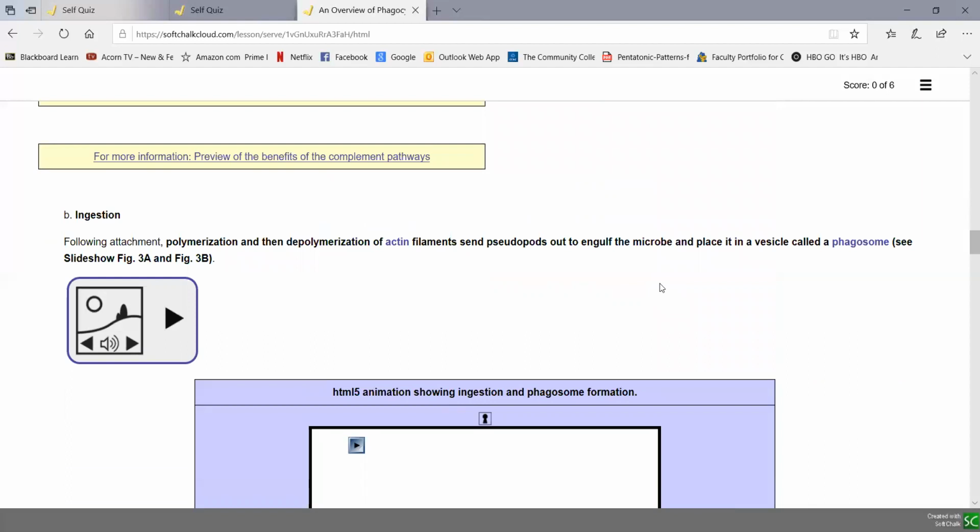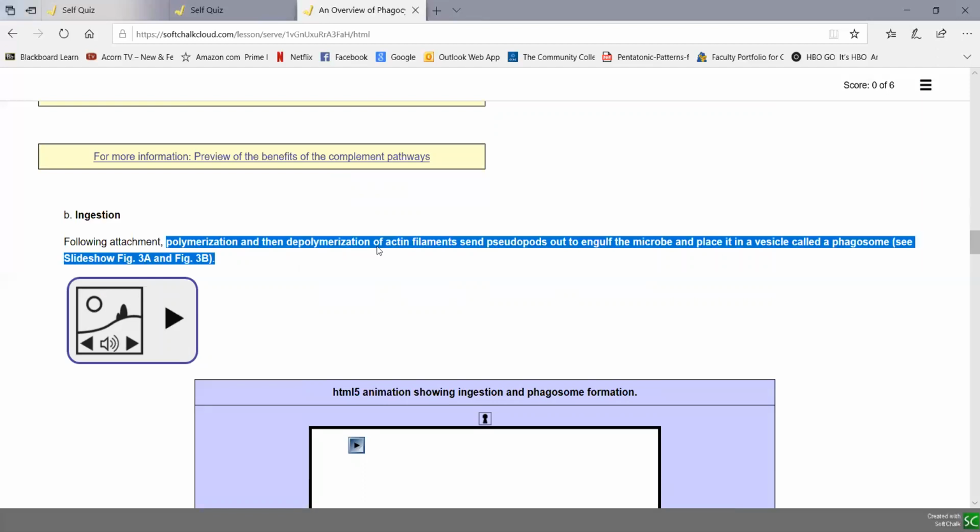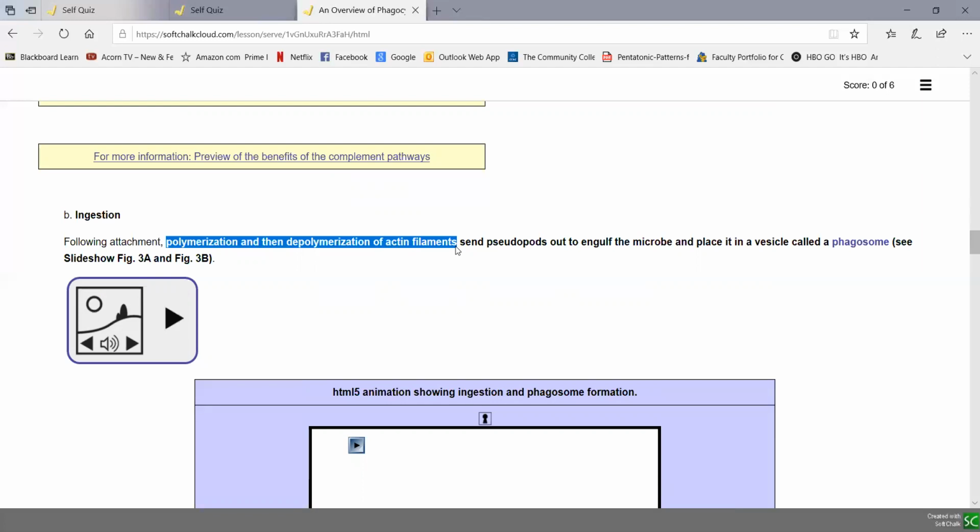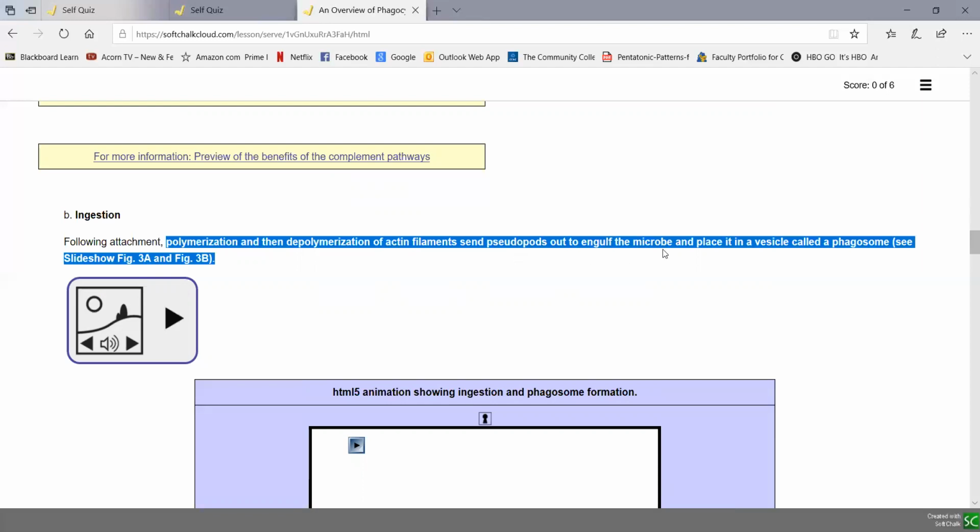Now, once the organism has been attached to the surface of the phagocyte, the next step is ingestion. And this is done through polymerization and depolymerization of actin filaments, part of the cytoskeleton of our cells. As the actin polymerizes, that pushes the inner surface of the cytoplasmic membrane of the phagocyte up to produce pseudopods that engulf the microbe, pinch off, and place the organism in a membrane-bound vesicle called a phagosome. So the phagosome is the sac-like membrane that forms during phagocytosis, the one that engulfs the organism.